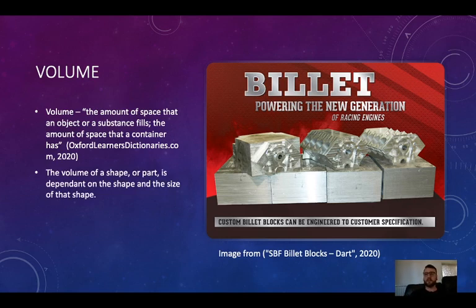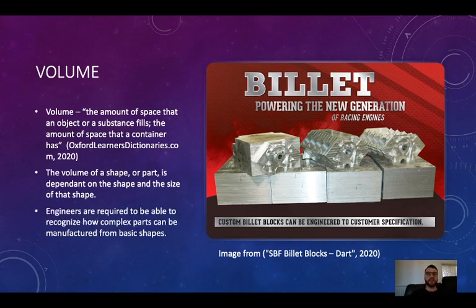The volume of a cube is easier to work out than the volume of an oddball shape, for example. So the size of the cube and the shape itself will determine how we work out the volume, but we're going to go into that a little bit more as we go along.